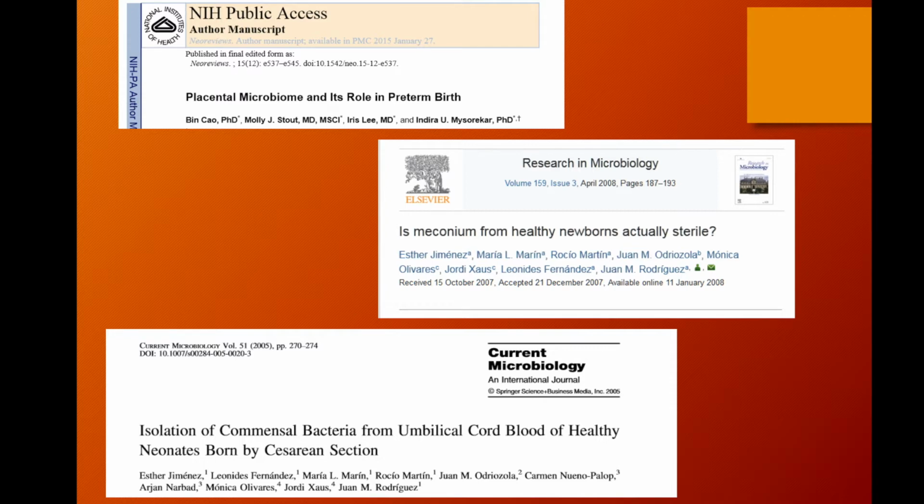Is meconium from healthy newborns actually sterile? If you don't know what meconium is, this would be the first bowel movement essentially of the baby, and one that physicians use to really try to figure out what the uterine environment looks like, because the first bowel movement comes usually from stuff that the baby had been exposed to inside the womb. So for a long time, meconium was believed to be sterile, but actually for about 10 years now, we know that there are low levels of organisms that can be detected, at least at the DNA level.